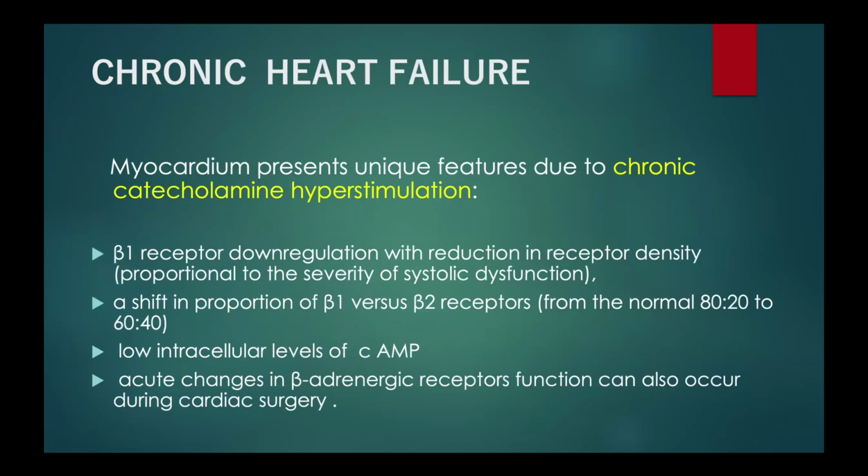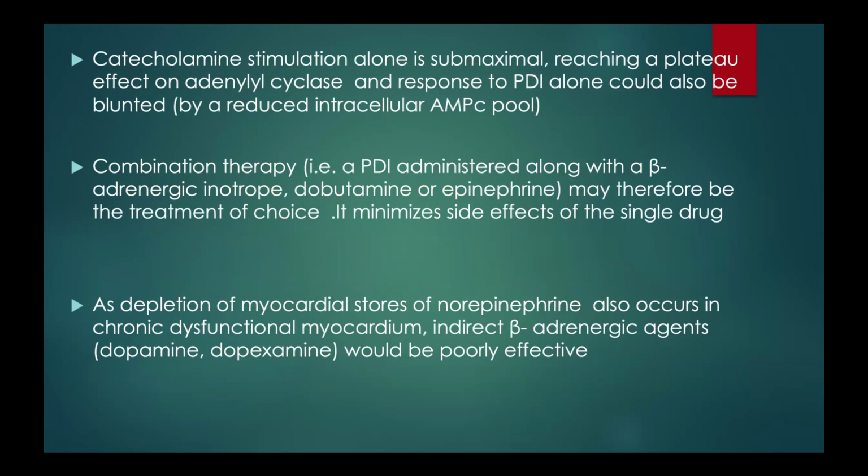Other than that, in chronic heart failure, there is beta 1 receptor downregulation with reduction in receptor density, and also low intracellular levels of cAMP. So catecholamine is used. A combination therapy of PDI and a beta-adrenergic inotrope like dobutamine or epinephrine may be used. Depletion of myocardial stores of norepinephrine also occurs in chronic dysfunction.